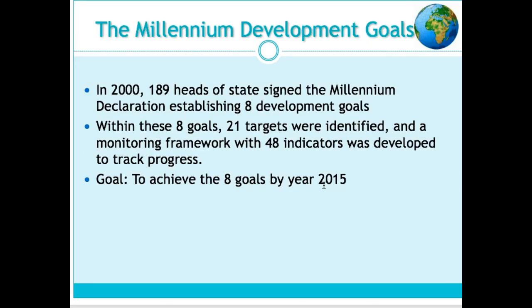I also want to share with you, I alluded to this in the first part of this lecture, the Millennium Development Goals. They were created in the year 2000. 189 different heads of state got together to sign the Millennium Declaration, which established eight goals. There were eight goals, and of these, there were 21 targets. This was a framework that had 48 indicators that were used by the United Nations to track progress across the world. The goal was to achieve these eight goals by the year 2015, and most of them were not achieved. They're really challenging, but it's a great way for the whole world to get together and focus on one goal.